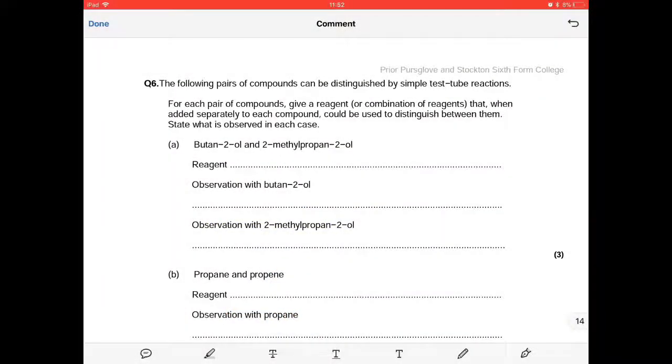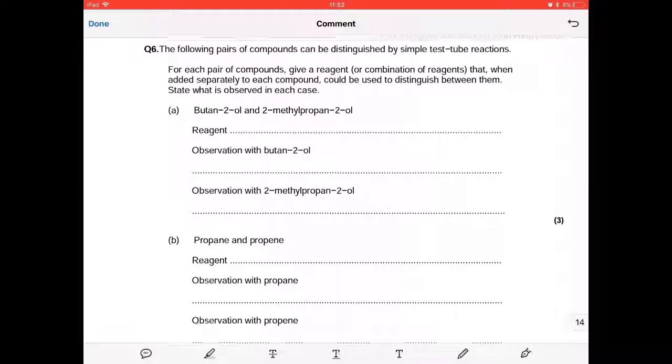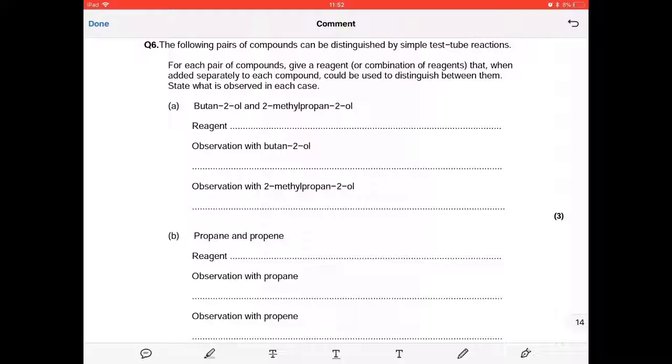Okay, final question. This is to do with chemical tests. I know a lot of people haven't done a lot of revision on these chemical tests, so hopefully this will explain exactly what's going on. First question asks you to distinguish between butanol and 2-methyl propan-2-ol.